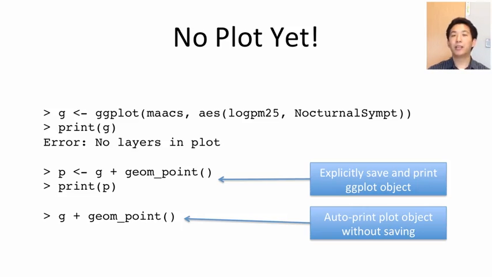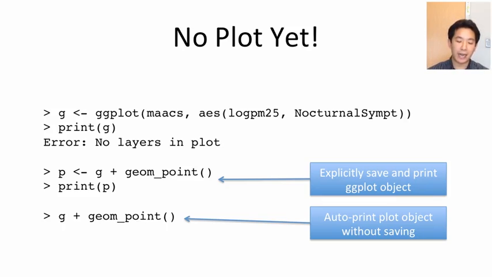Now, the important thing to realize is that I haven't made a plot yet. If you run this code, there will be no picture on your screen yet. For example, if I say print g, I immediately get an error because it says there are no layers on this plot. What does that mean? It basically says it doesn't know how to draw the data yet, in the sense that it doesn't know if you want points, lines, tiles or other kinds of polygons or shapes. So it doesn't have enough information yet to draw the plot on the screen.